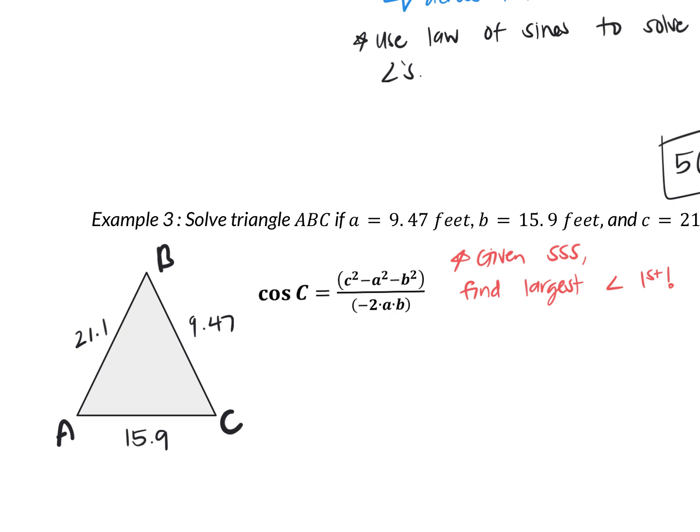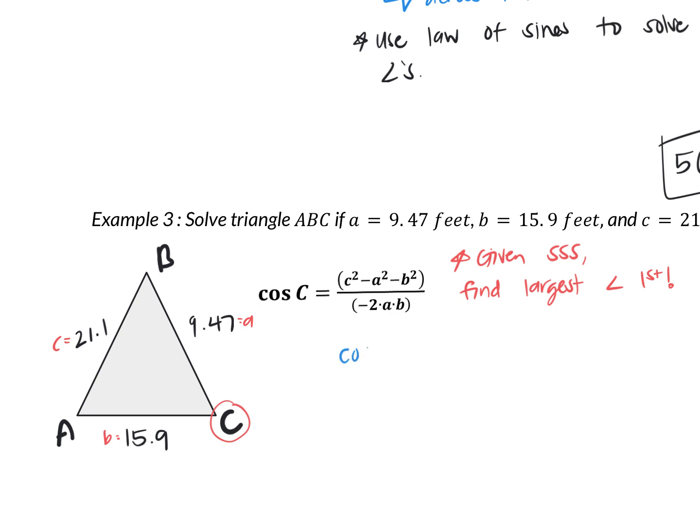Okay, my largest angle is going to be across from my largest side, right? So largest angle is going to be angle C, because across from angle C is 21.1. That's the biggest side length. So this formula right here is solved for the angle cosine of C. So I just have to plug in all my information. This is my C value, A value, and my B value. So let's go ahead and plug all that into my formula.